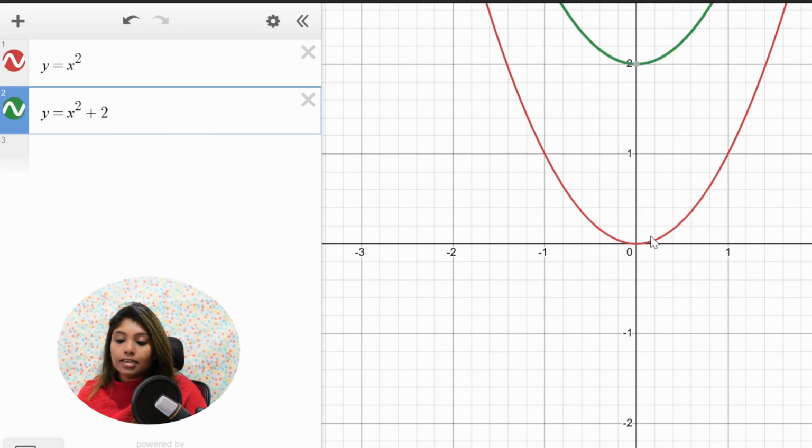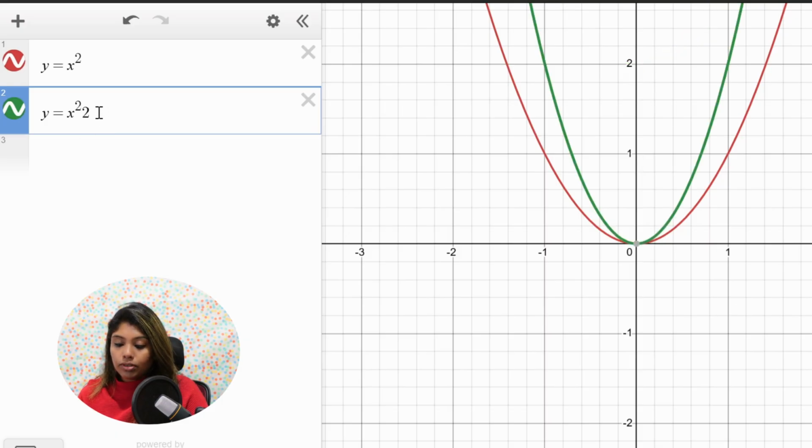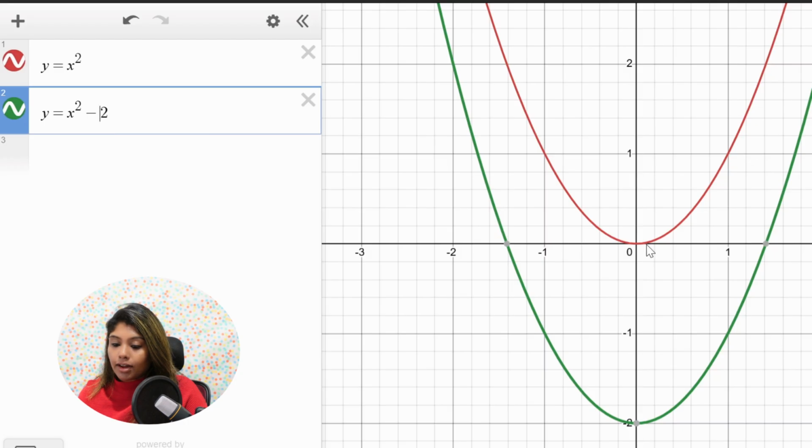You can see the graph has moved up by 2 units. If I change that to negative 2, I can see the graph has moved down by 2 units. So it is all in relation to the actual graph, which is y equals x squared. So from here, it has moved 2 units down.